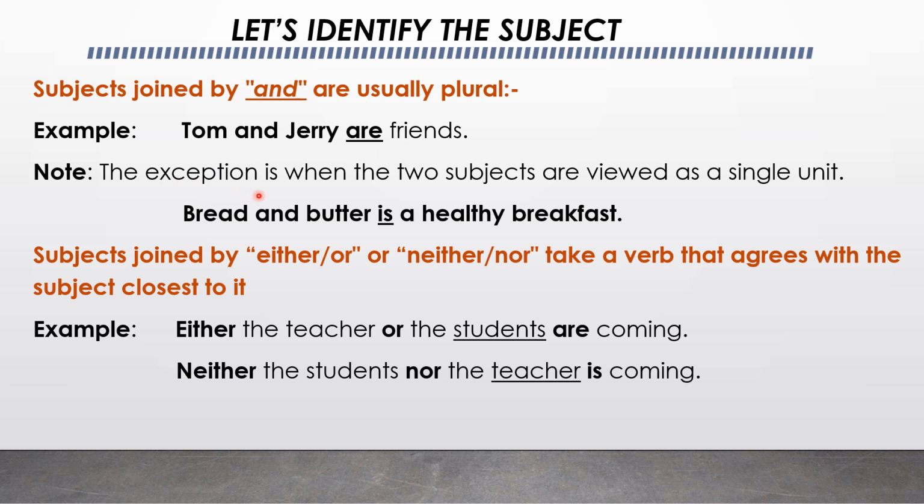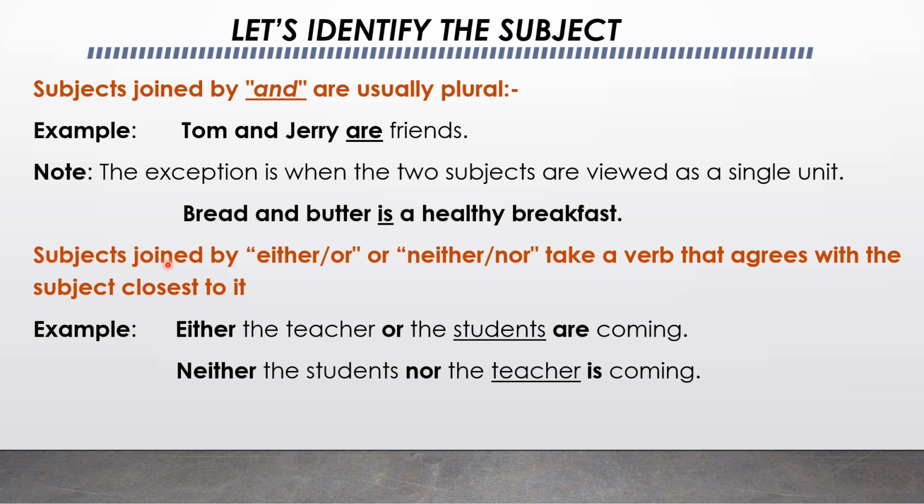But there are exceptional cases also. Sometimes two subjects are joined but they work as a single unit. For example, bread and butter is a healthy breakfast. So here bread and butter, two subjects are joined, but here this subject is working as one unit. Bread and butter both are considered as a single meal, healthy breakfast. So that's why, although these are two different subjects, they are functioning as a single meal. So is verb is used here considering this singular, right?